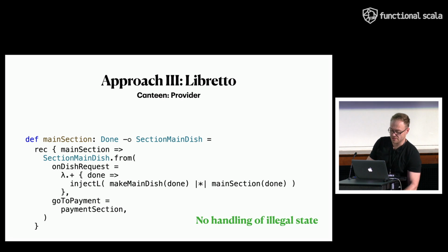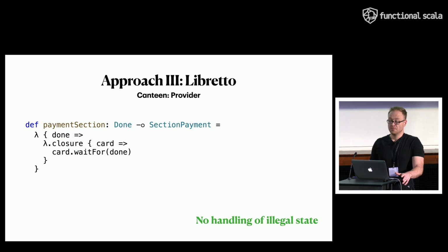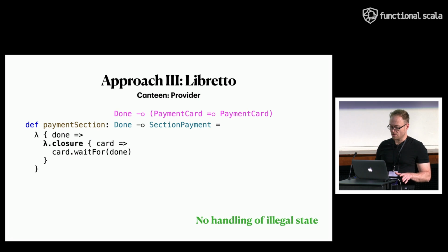Notice how nowhere in this implementation of the provider do we need to handle a legal state as we had to before. Payment section, recall that we defined it as a function internal in the program, and we create those using this lambda.closure, also provided by Libretto. And the name should suggest that the function may now capture variables from the outer scope, as is the case here with the done variable. No handling of illegal state.